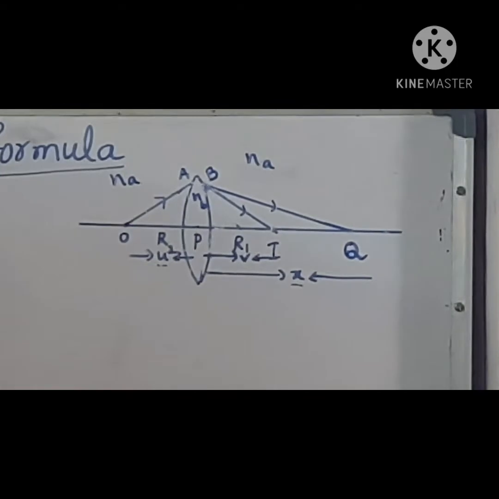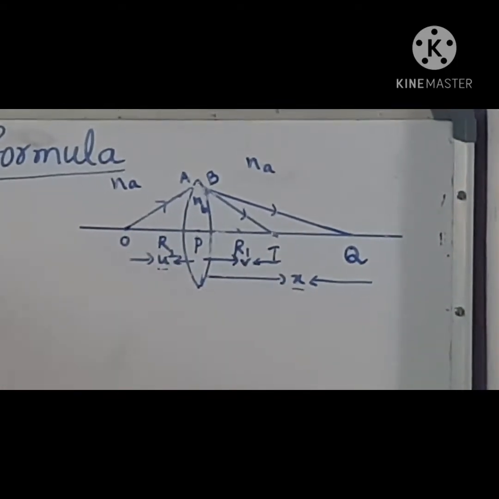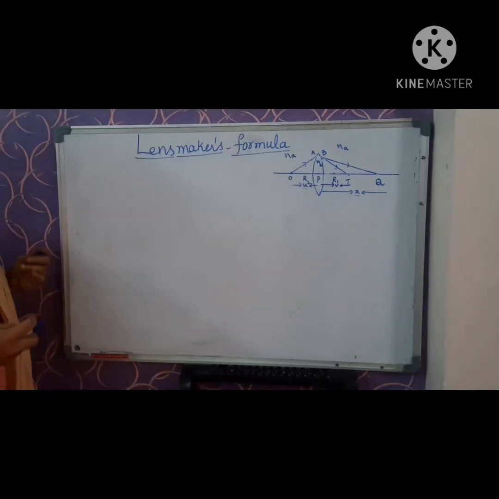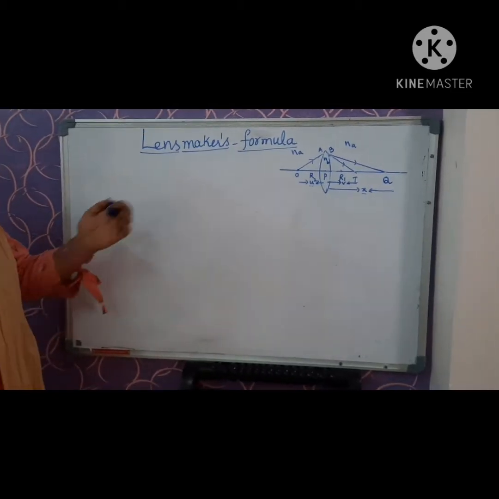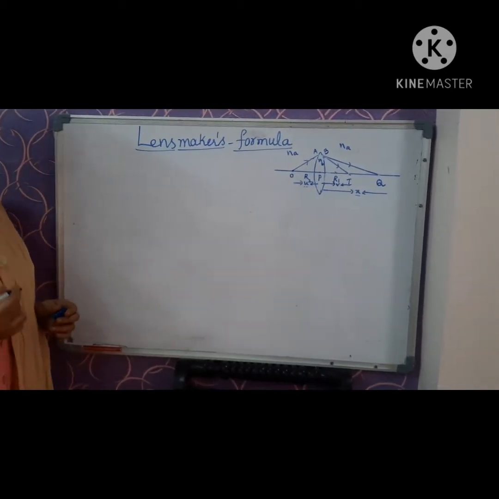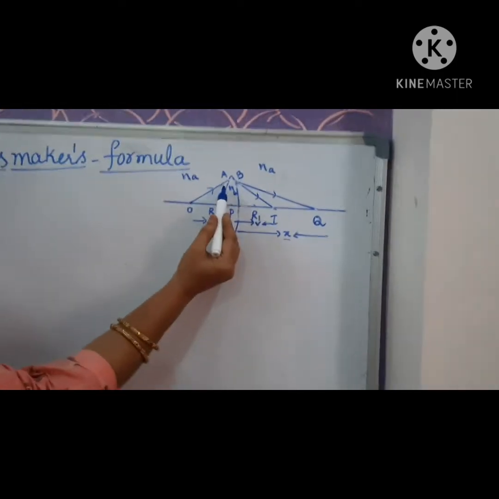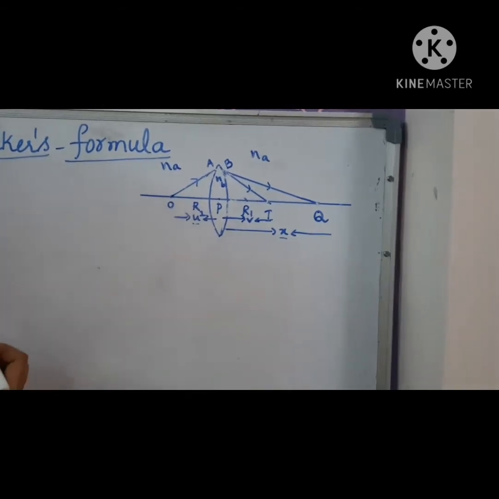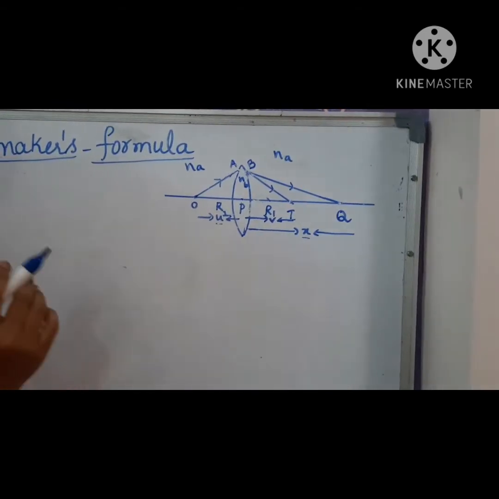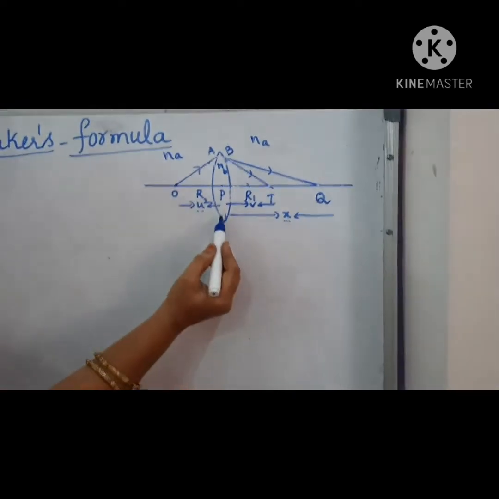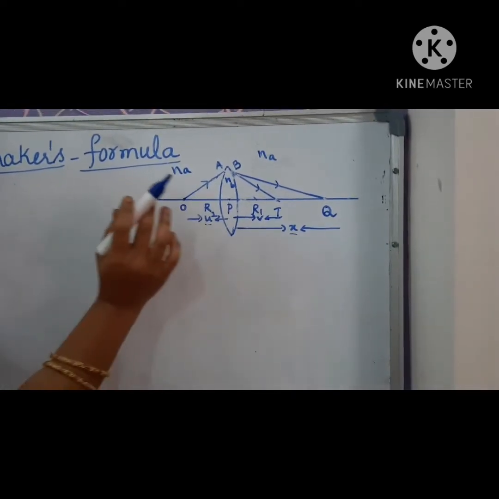Now let us derive the lens maker's formula by using this diagram. Right, children, let us discuss the two different incidents. The first one is when we assume only one curved surface is there. For this we have to write the equation. So when only one curved surface is kept in two different mediums, what is the equation?